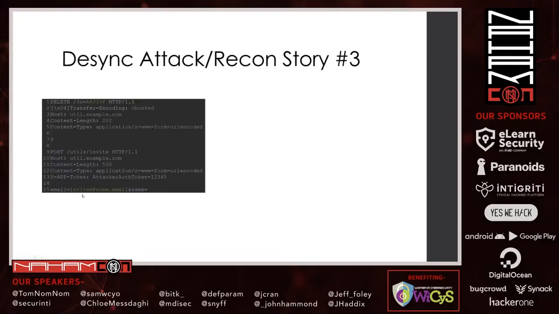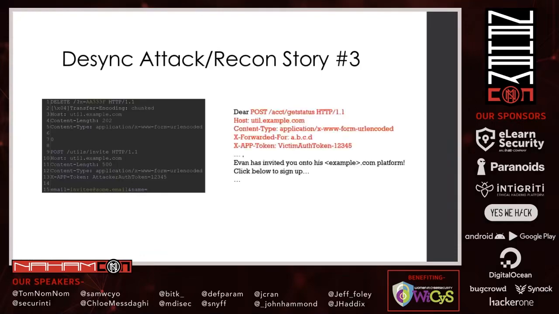And when it goes to parse the URL encoded fields, the name field will actually contain the entire victim request that was supposed to go to the back end. And with a content length of 500, that puts the parsing deep into the victim request that'll get attached to the name field. So if this attack is done correctly, invitee at some.email will have a name field that will look like an HTTP request. And to my surprise, it did.